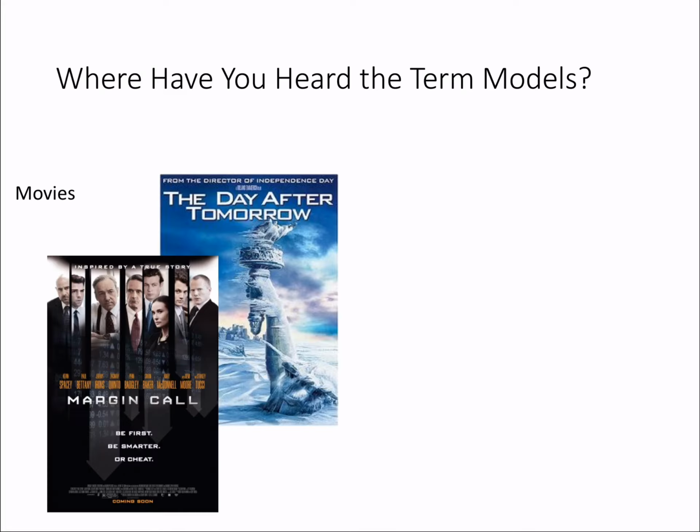Perhaps you've heard about them in movies. The Day After Tomorrow and Margin Call are both famous movies that used models to predict some sort of catastrophic event. The Day After Tomorrow is very fictionalized, where they use a climate model to predict these crazy climatic events. Margin Call is actually based on a true story where a model was used by a bank to predict the early 2000s recession. So that's an actual case of a model being used to make a lot of money for some financial industry.